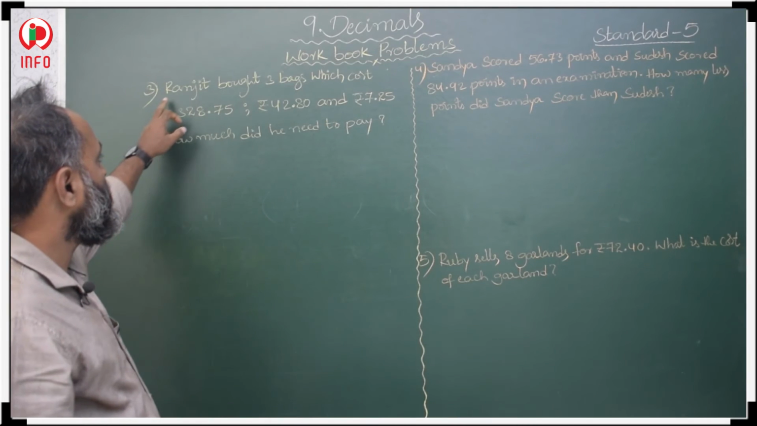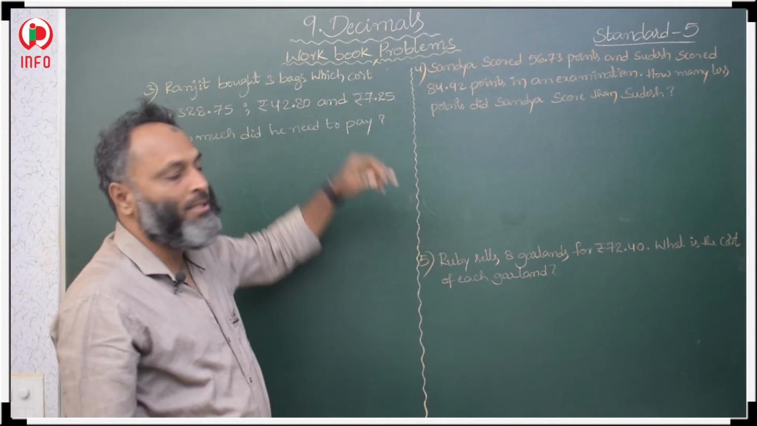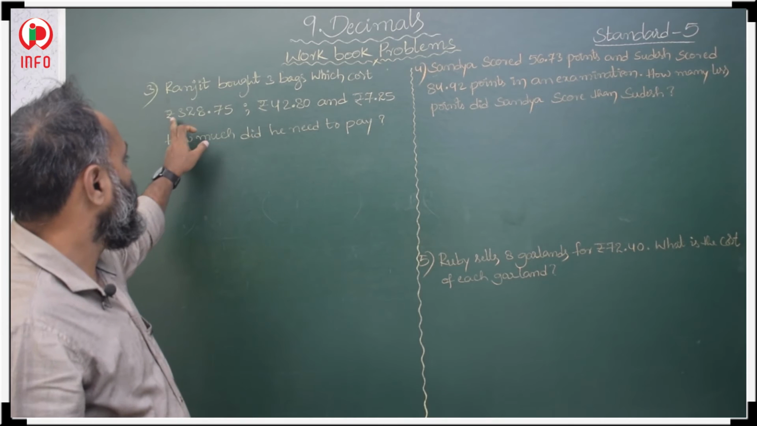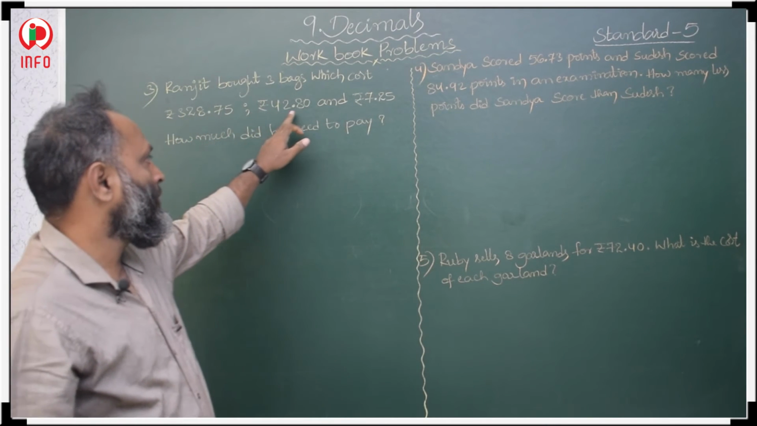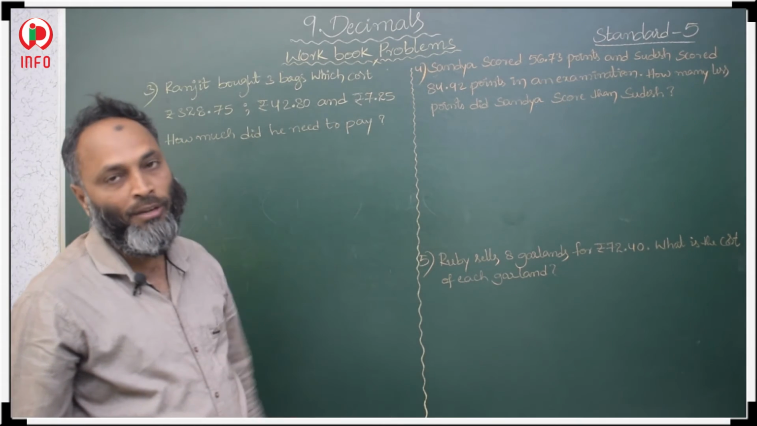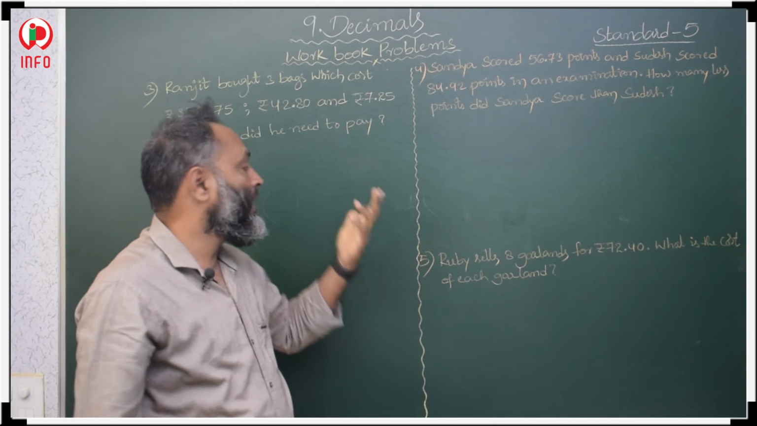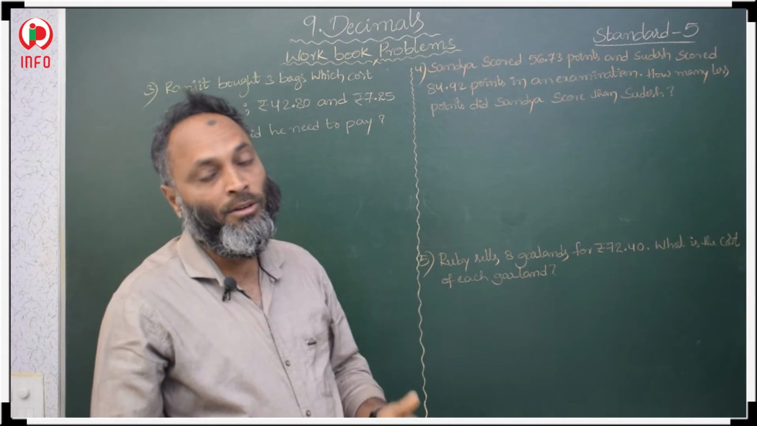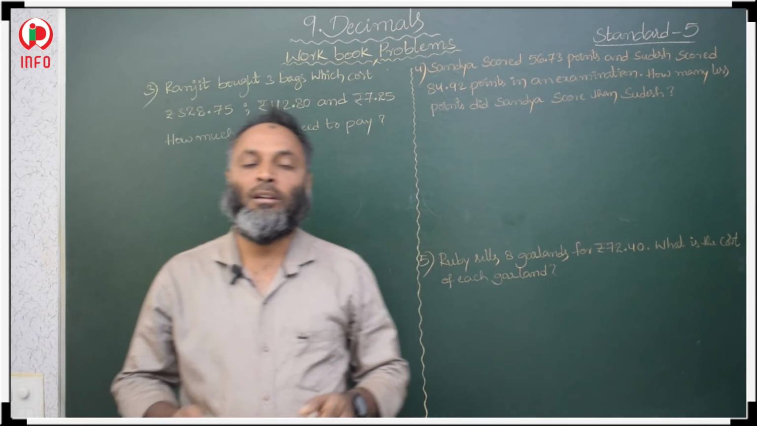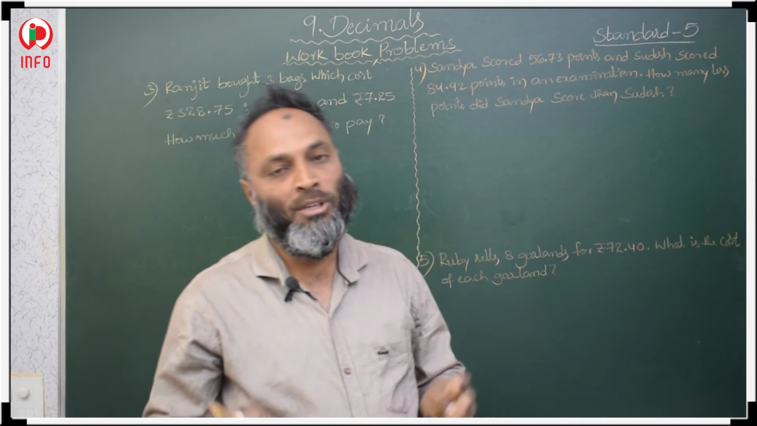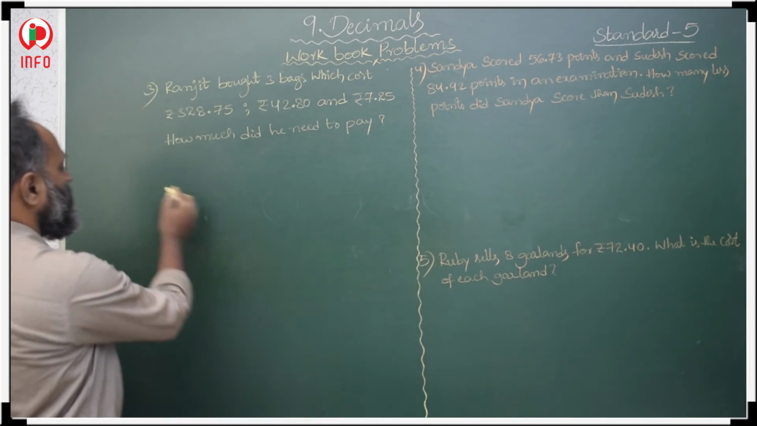Now the next one. In word problems, the first question: Ranjit bought 3 bags which cost rupees 328.75, rupees 42.80, rupees 7.25. The prices of the 3 bags are given. Then how much did he need to pay? So the total cost of the 3 bags we have to find first. Whatever the total cost of the 3 bags, that much amount he has to pay. See here.